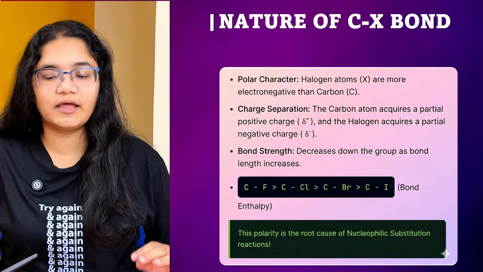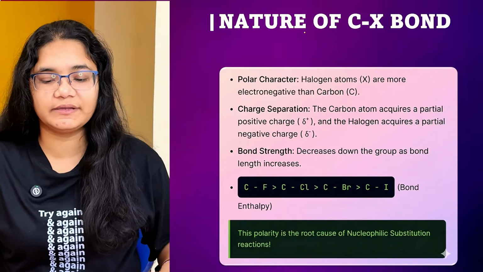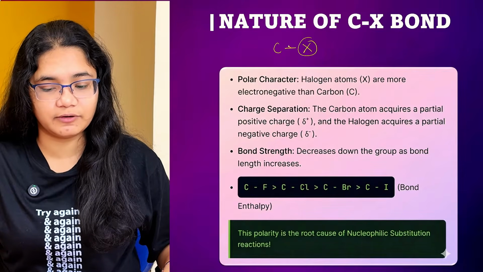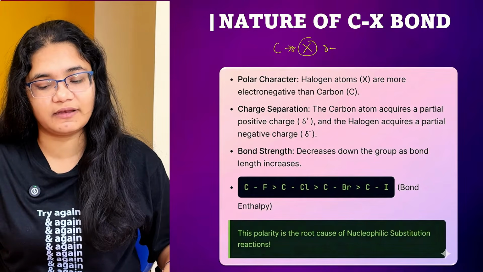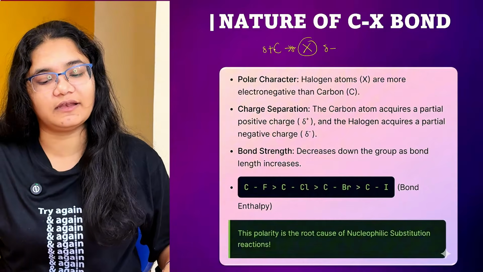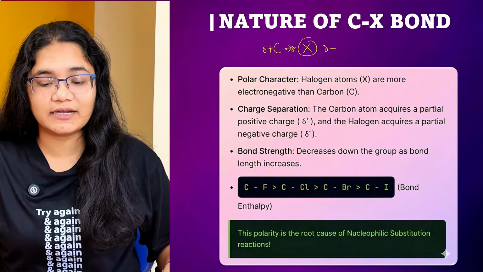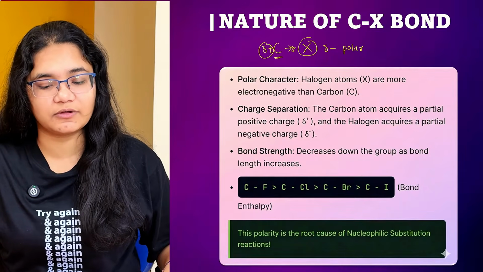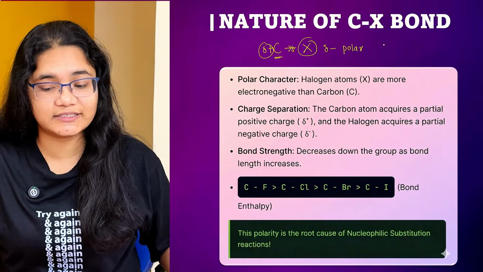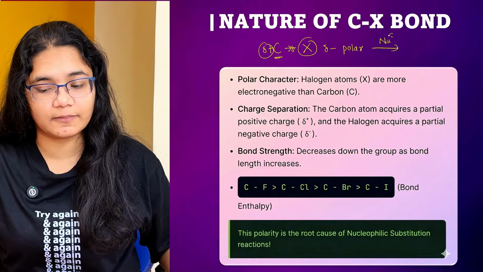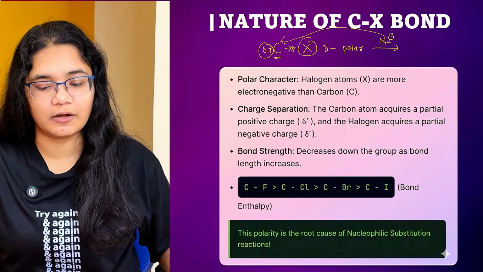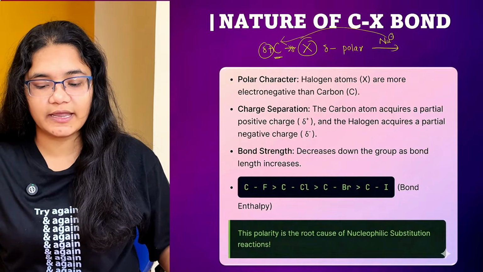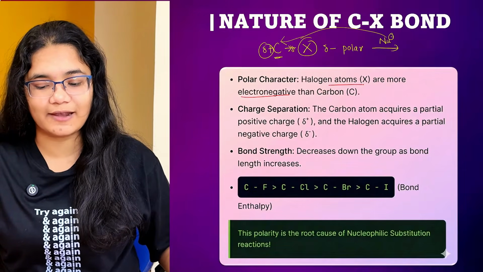Now let's move to the nature of the C-X bond. This is very simple. See, C and X is there. We know X is more electronegative, so it will pull the electrons towards itself. So here we'll have a delta negative charge and here we'll have a delta positive charge. That is why this bond is a polar bond. Since this carbon has a positive charge, it is electrophilic in nature, so whatever nucleophiles come can directly attack the carbon. The polar nature is due to the electronegative nature of the halogen atom.